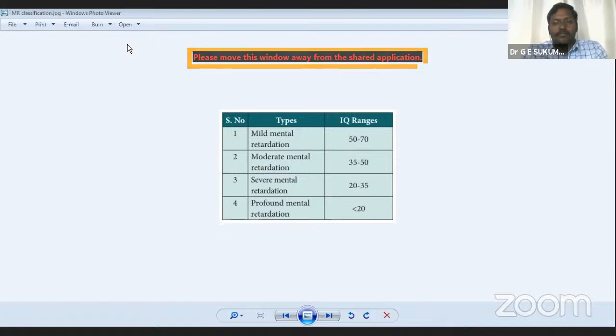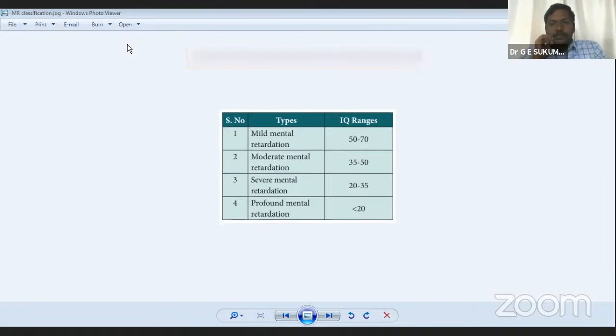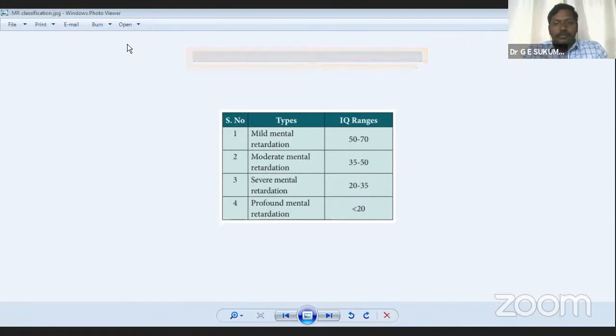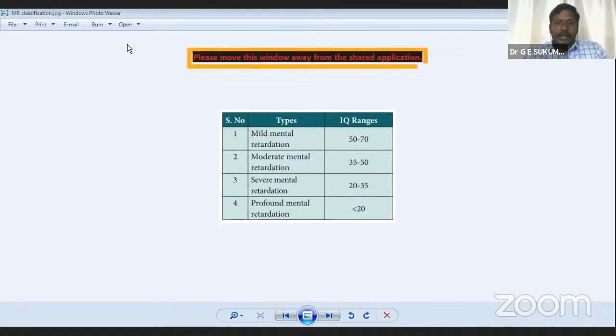Okay, what is mild? Severity is very, very less. So these people are very much normal, with a little bit of mental retardation. Below 50 to 35 is moderate level. From below 35 up to 20, severe. 20 and less is called profound. So mental retardation based on IQ levels is classified into 4 divisions: mild, moderate, severe, and profound.